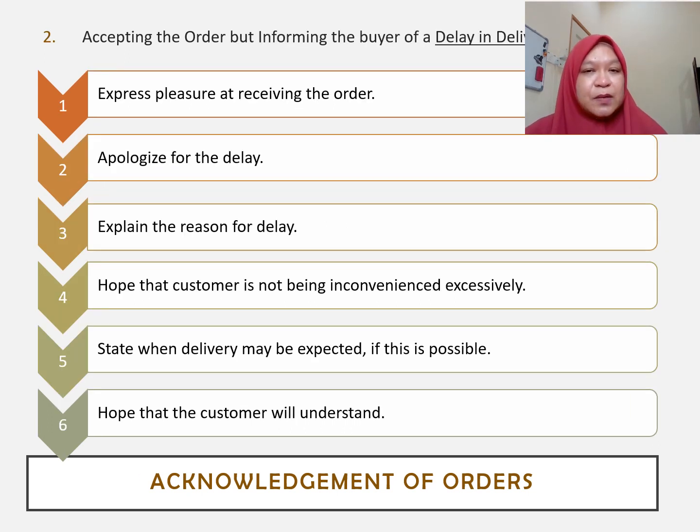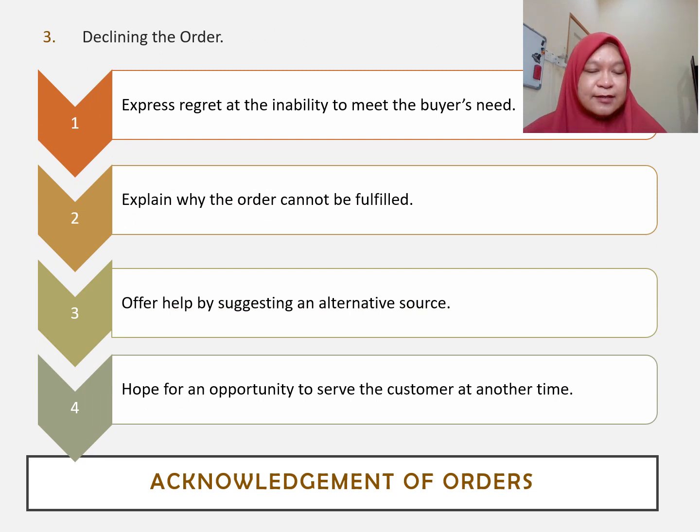Accepting the order by informing the buyer of a delay in delivery. First you express pleasure at receiving the order, and then you apologize for the delay, explain why it is delayed, hope the customer is not being inconvenienced, state when delivery may be expected, and hope that the customer will understand. Next, declining the order.